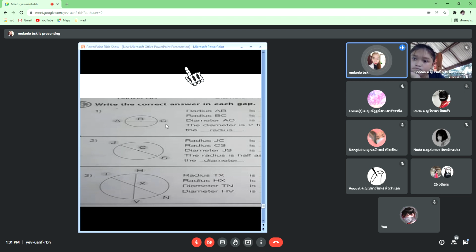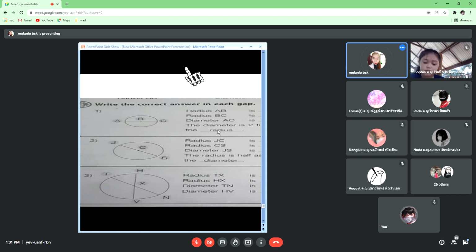Next, we have the radius BC. B, this one, and C, this one, until here. That is BC. We have the diameter AC. From here, you start, and then you stop in here, in C. Can you follow? Yes. And then we have the diameter is 2 times. Just a moment, I have to get this one. The diameter AC is 2 times as long as the what? As long as the radius. Okay, the answer is already in here. I already gave you the answer.